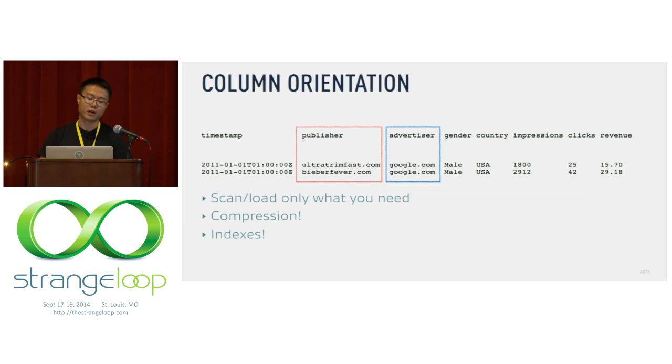Some more information. Druid is fundamentally a column store. And the advantages of column stores versus row stores for doing aggregation, for doing business intelligence style queries, is pretty well documented. You only scan and load whatever it is you need. And with most column stores, there's a lot of different compression algorithms that you can introduce.